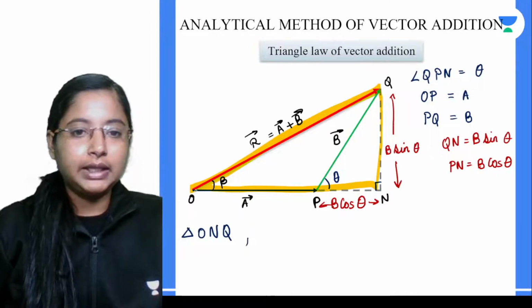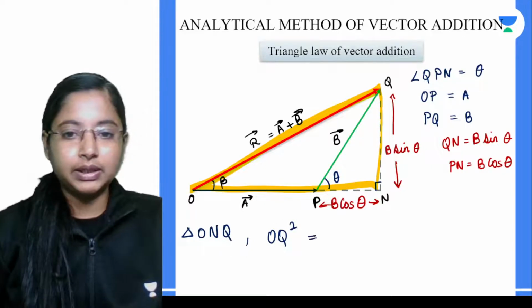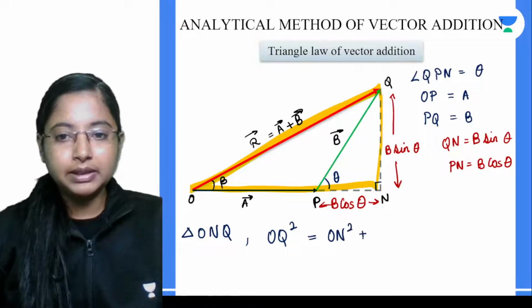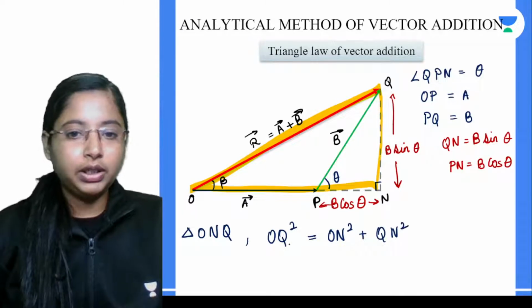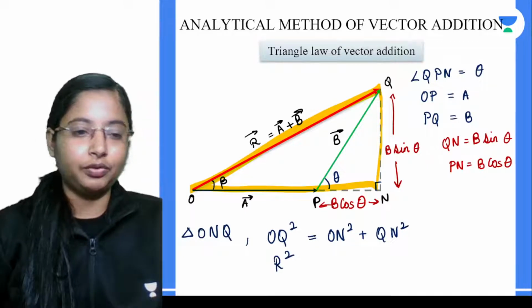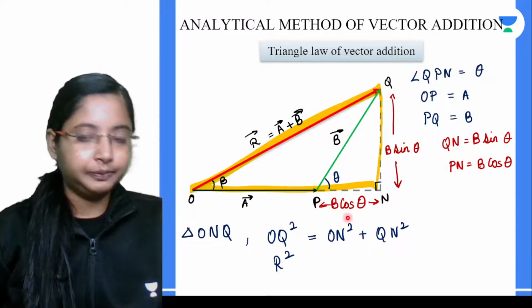If you see, that is the hypotenuse, that is OQ square. OQ square is nothing but equal to ON square plus QN square. Now what is OQ square? OQ square is nothing but R square. This side length over here, its magnitude is equal to R.